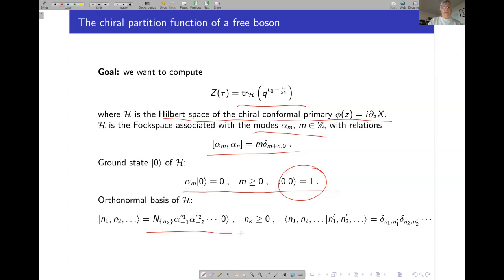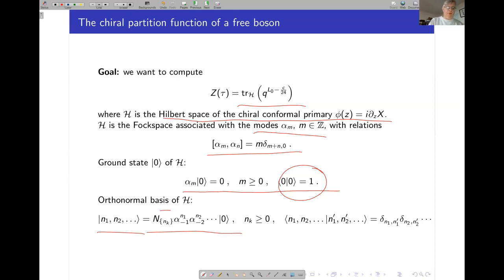by applying any possible number or combinations of operators alpha -1, alpha -2, so all the possible creation operators, and each creation operator can be applied once or twice or thrice and so on. So the basis states are then labeled by the occupation numbers n1, n2, and n3, which tell us how many times we have applied a certain creation operator. These states are then automatically orthogonal, but don't have automatically unit norm.